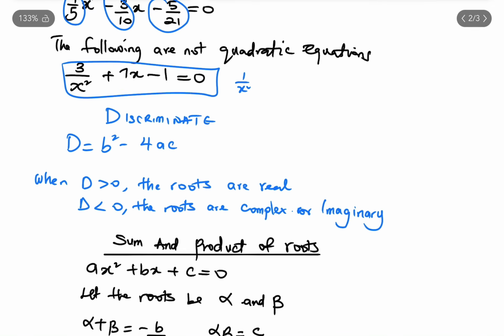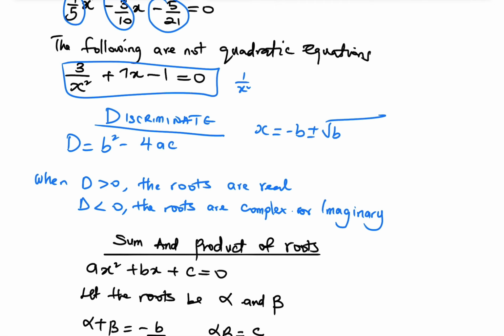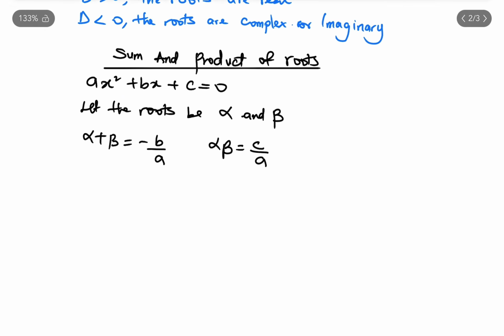Also, we have what we call the discriminant from the quadratic formula, when we have x equals minus b plus or minus square root of b squared minus 4ac, all over 2a. So when the discriminant is greater than 0, the roots are real. But when it is less than 0, the roots are complex or imaginary. So we have what we call imaginary roots. Now we're looking at the sum and product of roots.